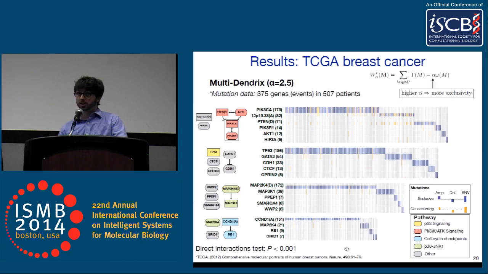We also applied Multi-Dendrix to the TCGA breast cancer data set, which includes about the same number of genes and twice as many patients. In addition to being twice the size in terms of patients, the data set includes more high coverage genes. As a result, we increase this parameter alpha to find gene sets with more exclusivity. Again, on the left, I'm showing the consensus modules identified by Multi-Dendrix, and I'm coloring them by the pathways in which they are found. As you can see, many of them overlap known pathways. In particular, the top left gene set includes genes from the PI3K and AKT signaling pathways and includes 6 interactions. So it's no surprise that this collection has a significant p-value in terms of enrichment for interactions.